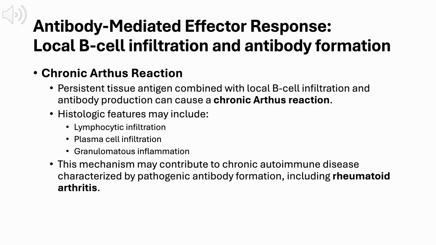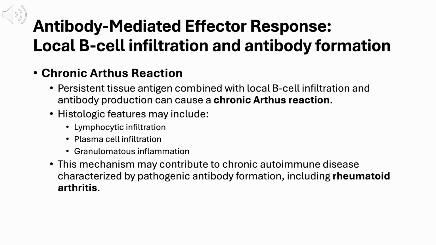When persistent tissue antigen combines with local B-cell infiltration and ongoing antibody production, the result can be a chronic Arthus reaction. The classic Arthus reaction is an immune complex phenomenon, antigen and antibody meeting in tissue and depositing as complexes that incite inflammation. And when it becomes chronic, it leaves a characteristic histologic signature. You may see lymphocytic infiltration, plasma cell infiltration, and even granulomatous inflammation in the affected tissue.